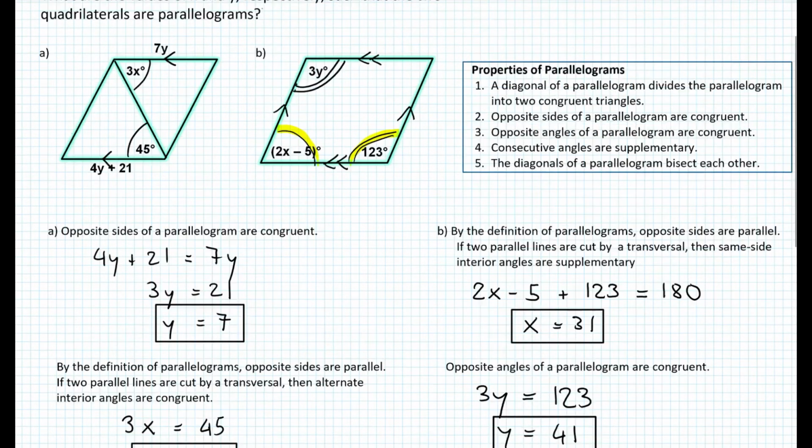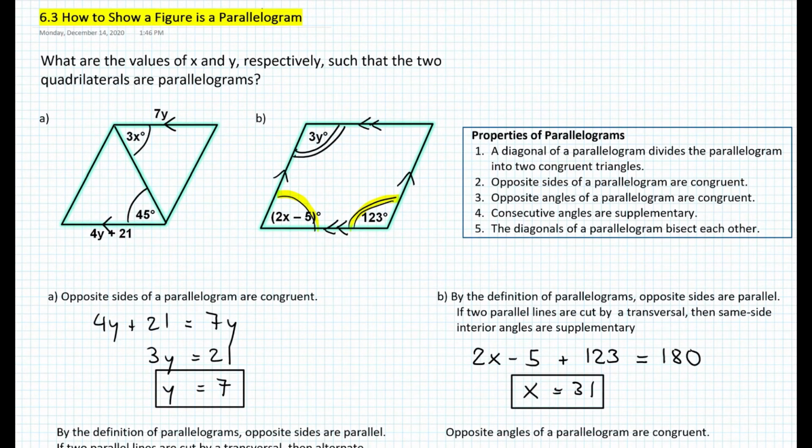Now, in this problem, we had to show that this figure was a parallelogram using any of these properties. But the question is, are these properties always valid if you don't know that the shape is a parallelogram?